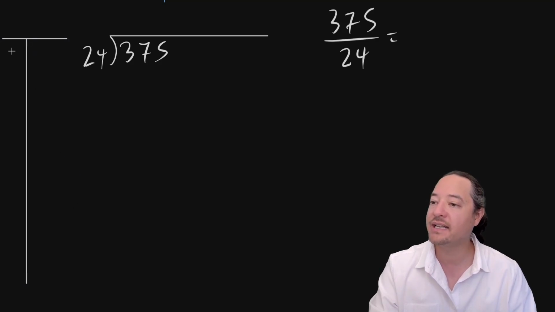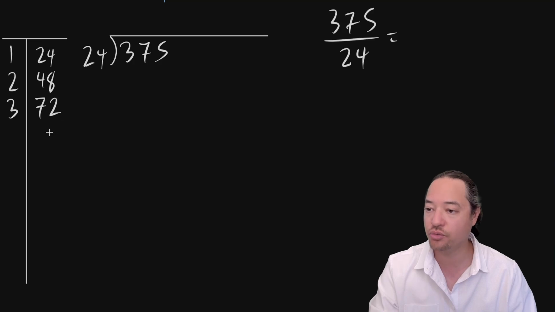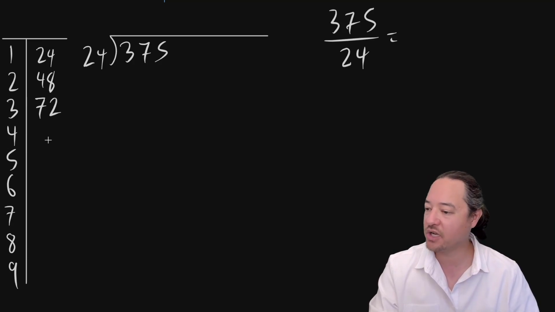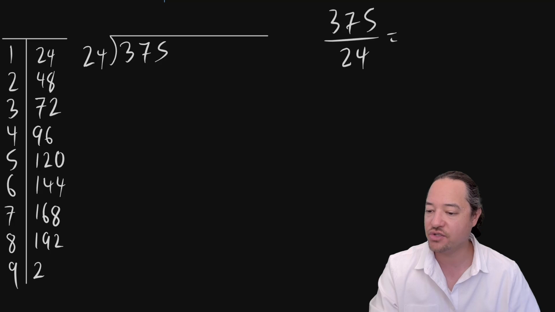So 1 times 24 is 24. Then 2 times 24 is 48. For 3, I can add another 24 here, and I'm going to get 72. And then you can fill this out: 4, 5, 6, 7, 8, all the way up to 9. These are all the possible combinations. I've done this before, so let me just fill it out. 4 is 96, 5 is 120, 6 is 144, 7 is 168, 8 is 192, and 24 times 9 is 216.